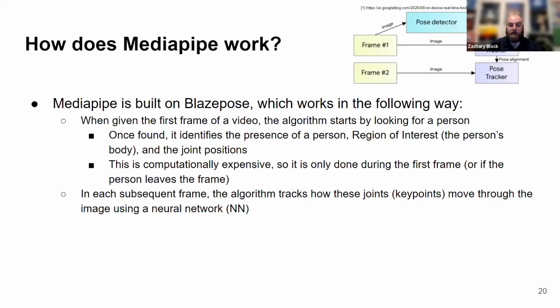Mediapipe is built on BlazePose, which is a machine learning model developed by Google. It works by taking the first image of a video and running it through a detection model. This model identifies the person in the frame, draws a region of interest around that person's body, and finds 33 key points. These are like joints and facial features. This step is computationally expensive though, so it's only performed on the first frame and any frame where the person moves out of the camera's view. In each subsequent frame, the image is run through a tracker model. This model compares the current pose to the next image and moves key points to new locations.